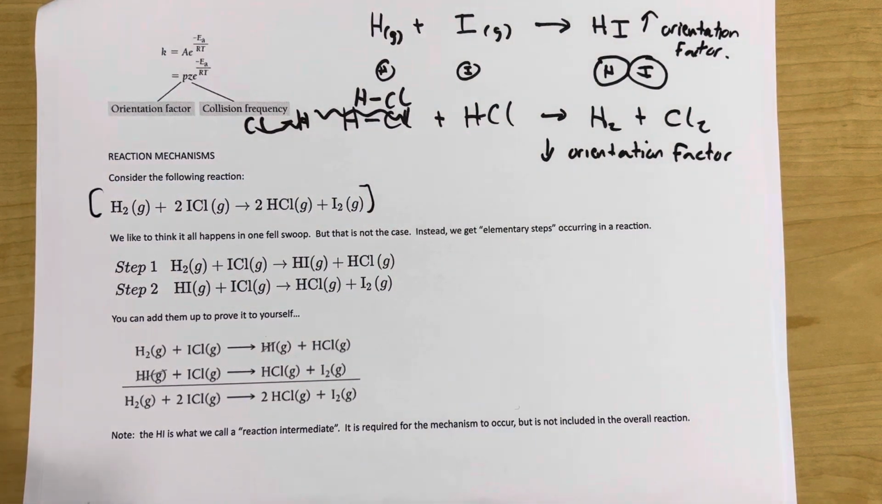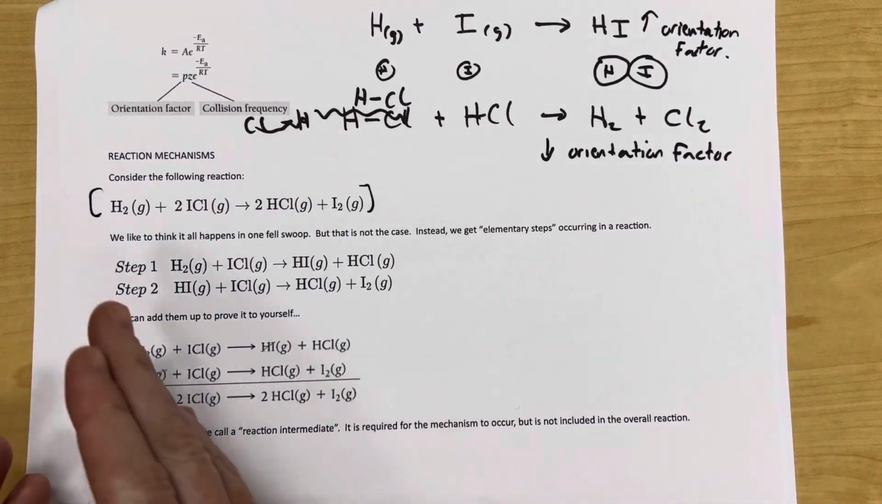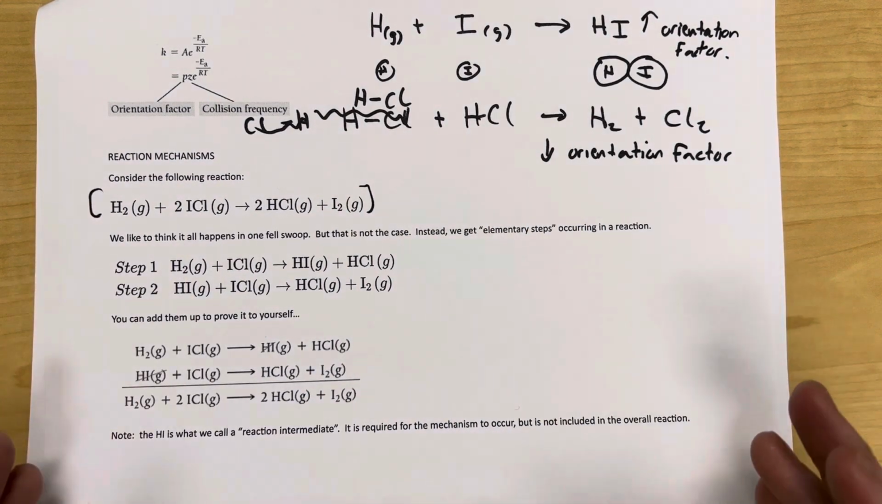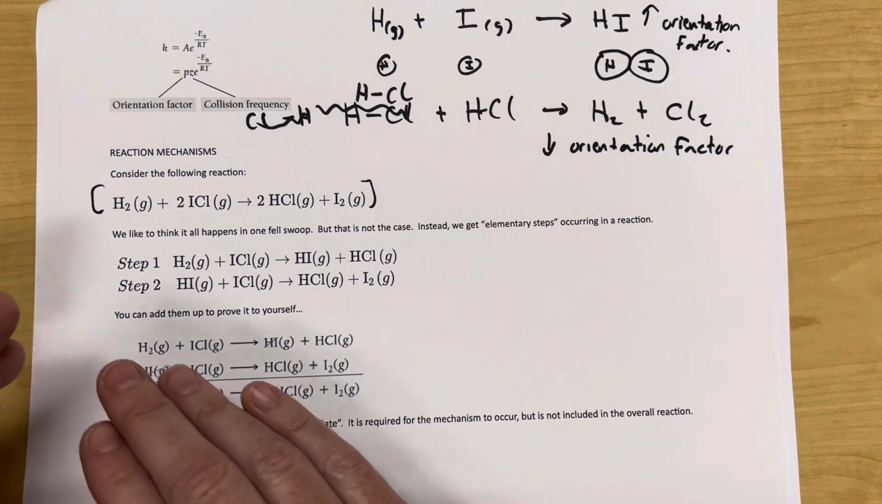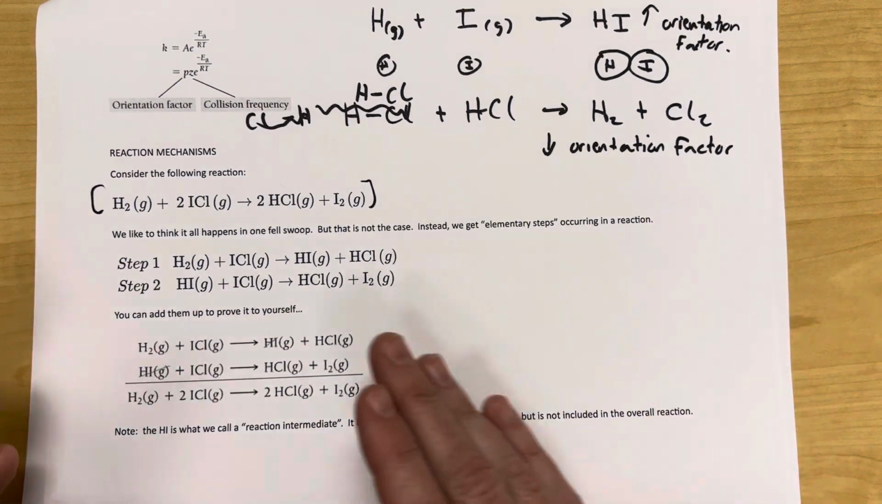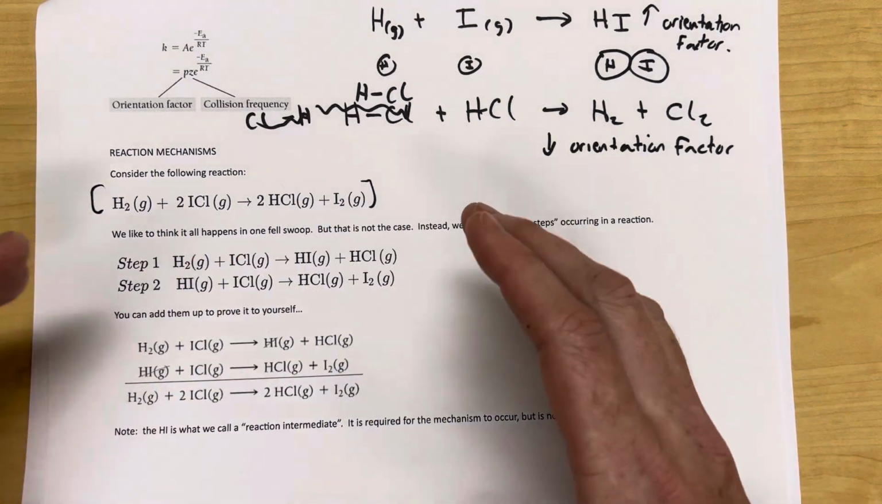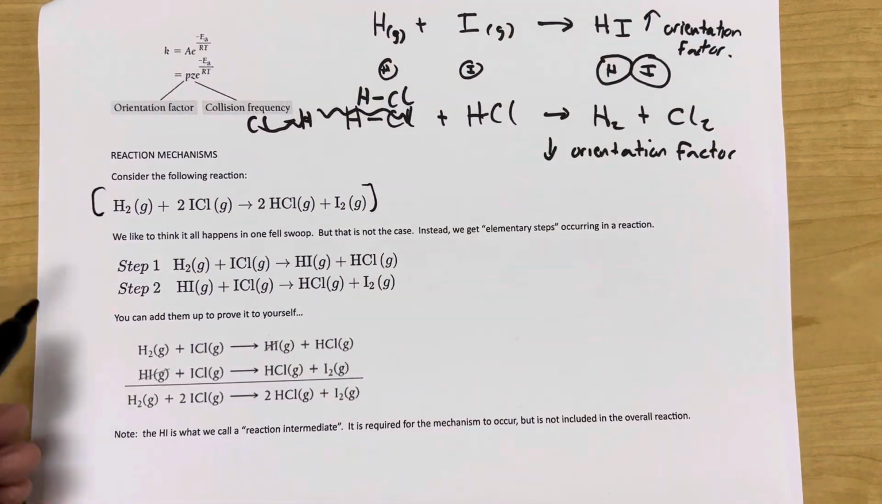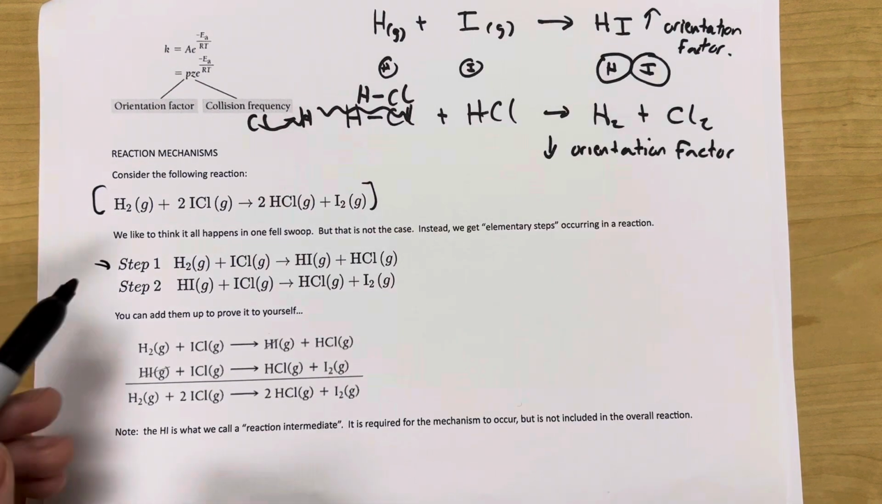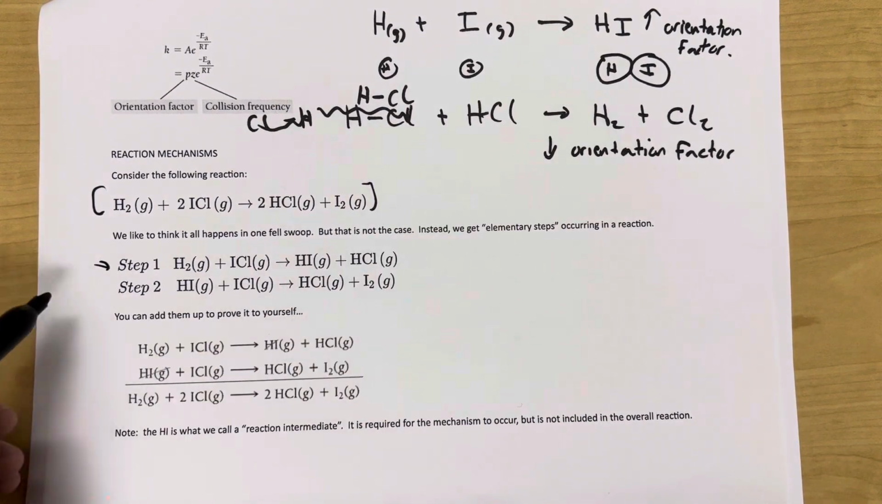They're called elementary steps, and they're steps that we assume occur. We say assume because there are various ways to get the same reaction to occur with made-up steps, but we'll talk about how that works here in a second. But essentially, most reactions can be broken down into individual steps. In this particular reaction, we propose that step 1 is this, and step 2 is that.